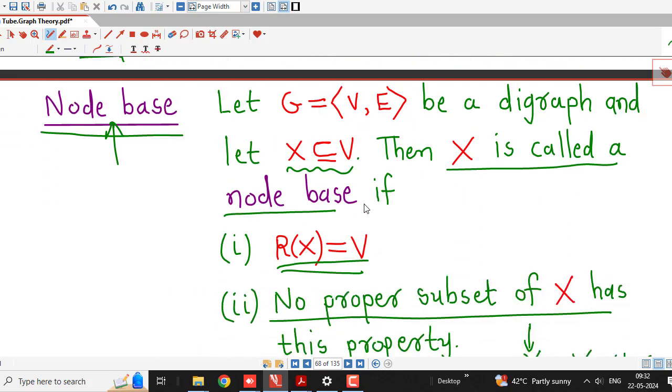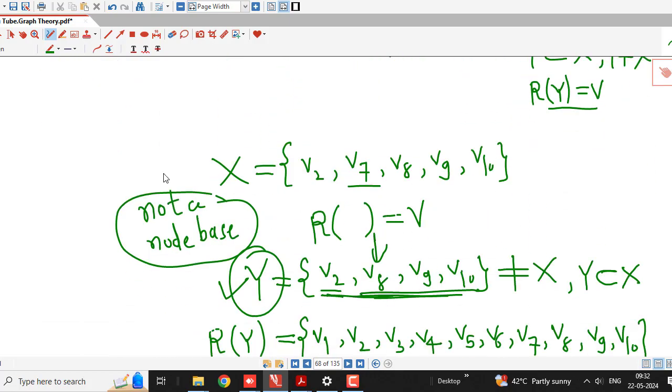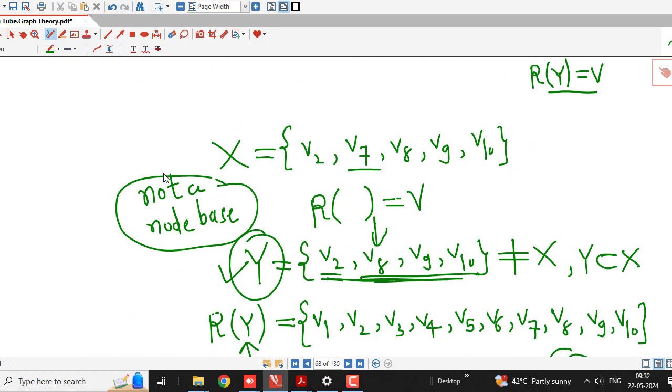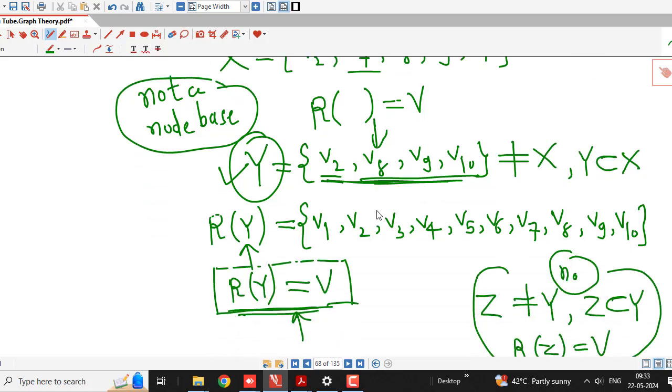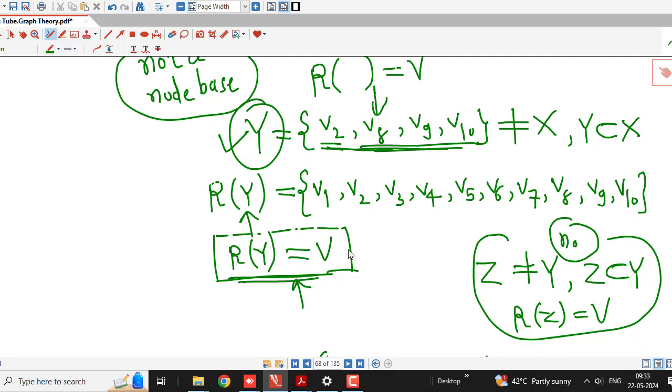Suppose you are interested in the node base, then what you can do is you can start with single vertex, then you can start with two vertices. In that way you can add vertices and you can check the reachable set of those sets generated by adding those vertices. And once you obtain that reachable set is V, then you stop and write down that subset.